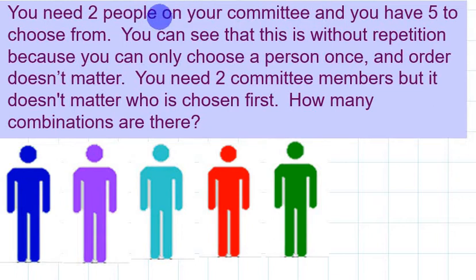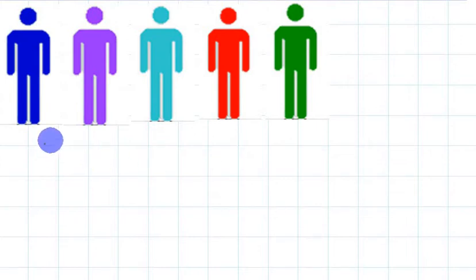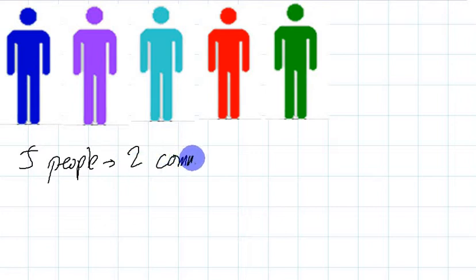So you need to choose 2 people for your committee and you have 5 to choose from. You can see that this is without repetition because you can only choose a person once, and well, order doesn't matter. You need 2 committee members, but it doesn't matter who is chosen first. So we're asked how many combinations of committee members would you have? Now, we have our 5 people here, and based on what we know so far, let's pull that up. From 5 people, we shall only choose 2 committee members.